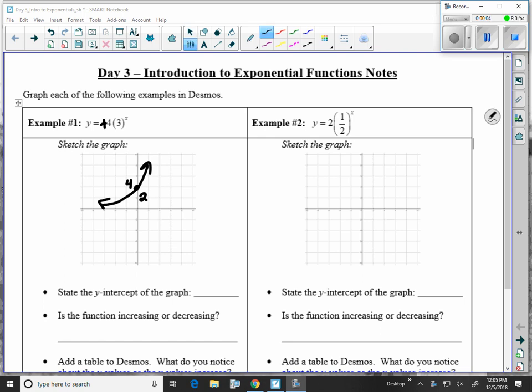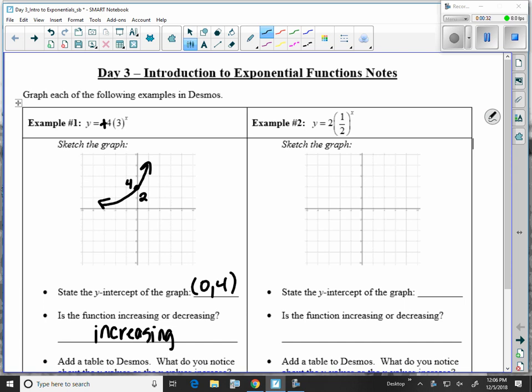Okay, so go ahead and write that down. Our y-intercept is (0, 4). When you look at this graph, does it seem to be going up from left to right or down from left to right? Up, right? We read from left to right. It's going up from left to right, so that is called increasing. Okay, it's increasing.